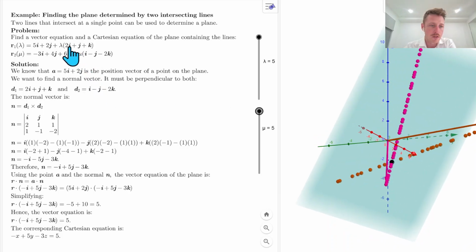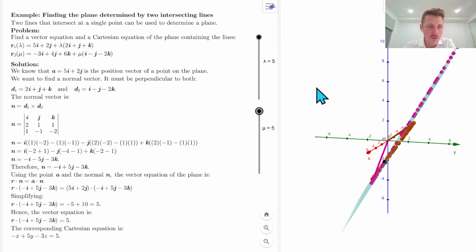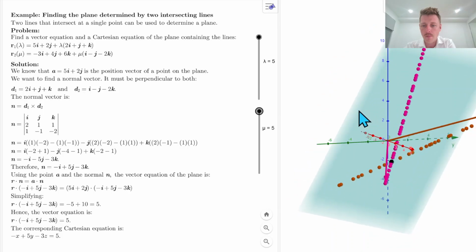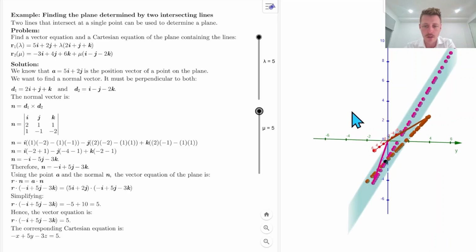Okay, so let's look at the direction vectors. The direction vector of line 1 is 2i plus j plus k, and of line 2 is i minus j minus 2k. Okay, we need our normal vector to be perpendicular to both of those lines. So again, we need to take the cross product, because if we take the cross product, we will get a normal vector to both of those vectors that determine those lines, I think would be better to say.